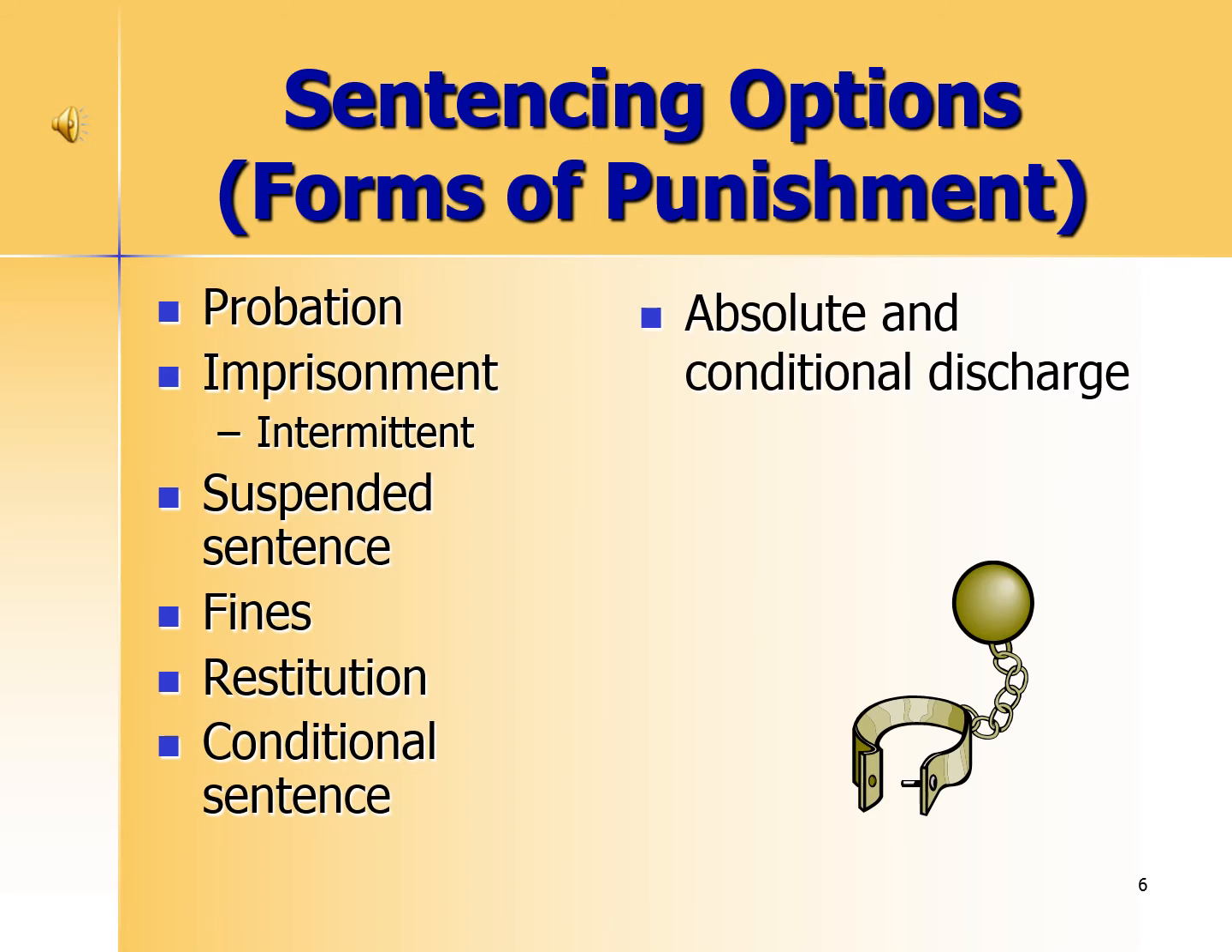So we'll now turn our attention to some of the different sentencing options or forms of punishment that can be meted out to convicted offenders. And some of the ones that we'll touch on are probation, imprisonment, suspended sentence, fines, restitution, conditional sentence, as well as absolute and conditional discharge.